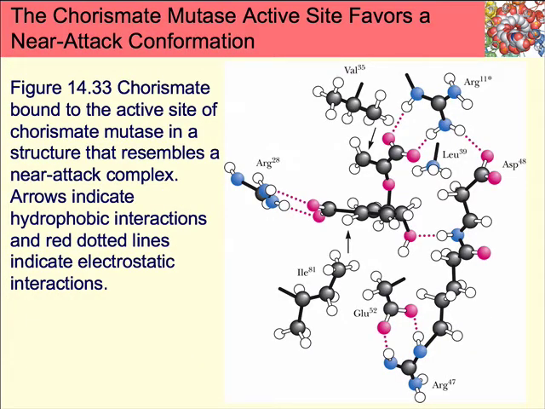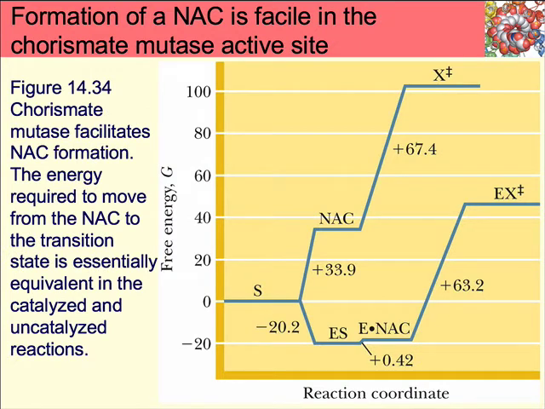Tom Bruce, who we mentioned before, has shown that chorismate mutase really works via a near-attack conformation, and the energetics of the reaction from Bruce's work are shown here. As we pointed out before, the formation of a near-attack complex is very difficult in the absence of an enzyme, and in this case, for the chorismate mutase reaction without the enzyme, involves an increase in energy of the substrate by about 34 kilojoules per mole to form the near-attack conformation, and then an additional increase in energy of about 67 kilojoules per mole to form the transition state.